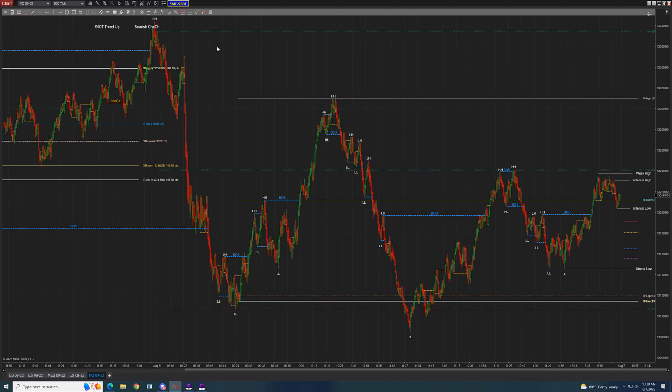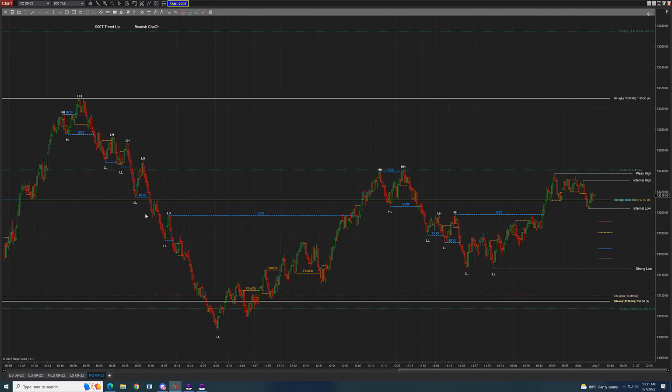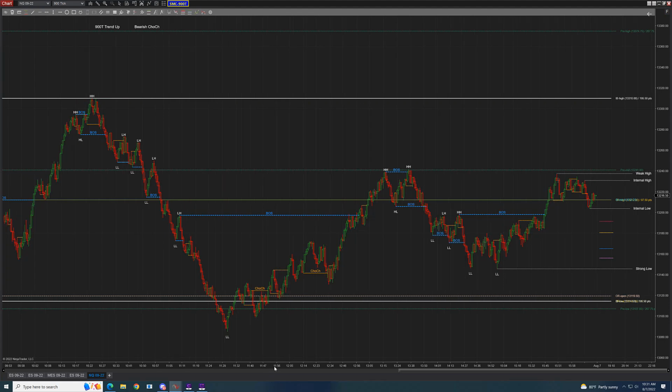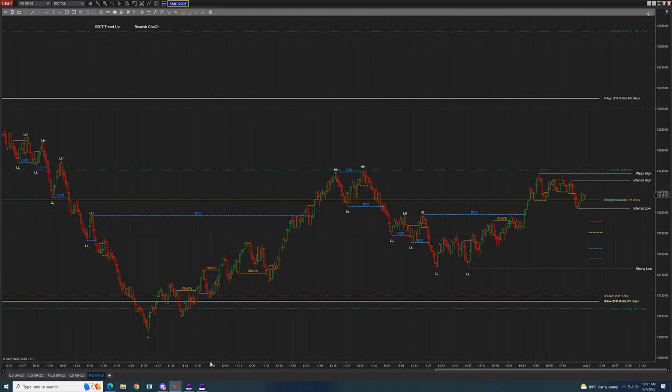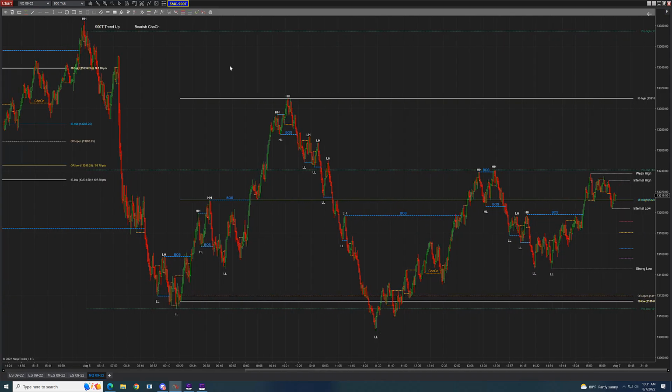So you'll see now, and this is just per my color coding, I like breaks of structure to be in the dark blue, and I like the change of character to be in orange. Now I have this set to show us change of character. One thing you'll note here is that when there's not enough space, when I compress the chart here, these will just disappear because there's not enough room for that text. But open it up, and then they pop back in.